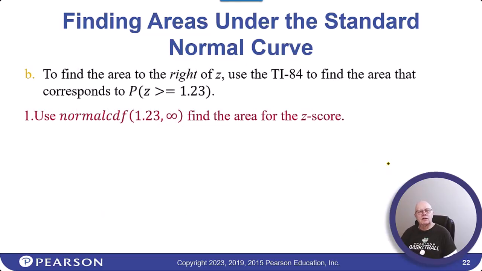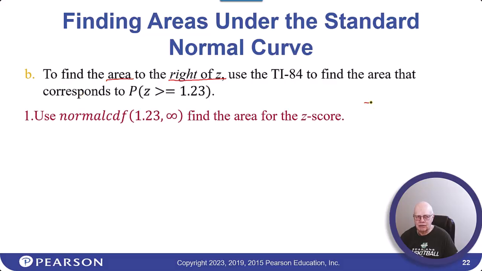Okay, now all of those were areas to the left because that's the way the calculator works. That's the way the tables actually work as well. And many of the other applications most likely do as well. However, on this one, we're going to do something a little bit differently. On this one, we want the area to the right of the z, to the right.